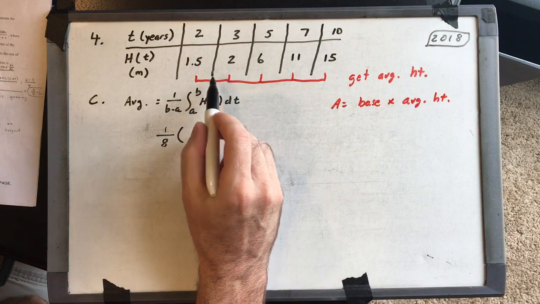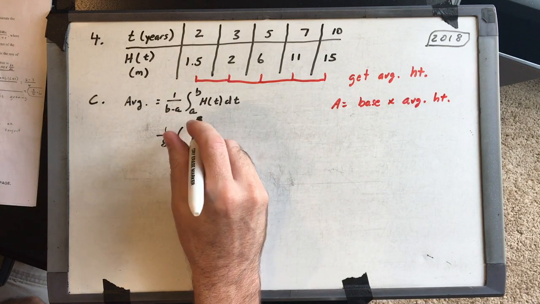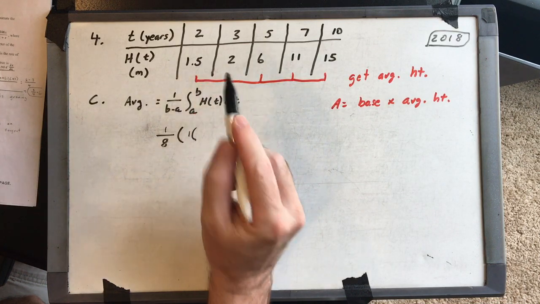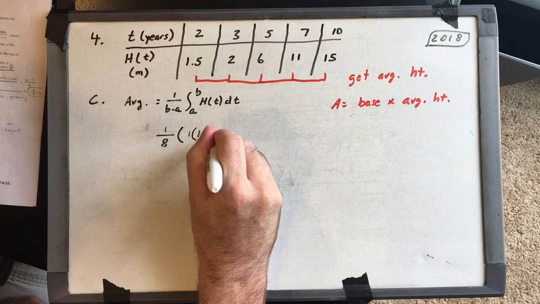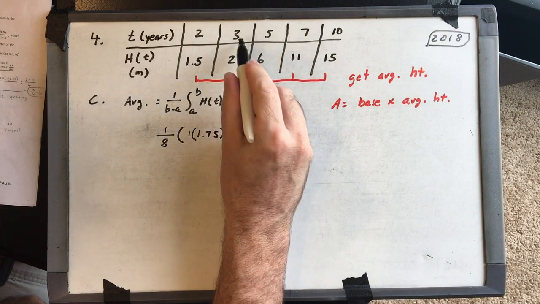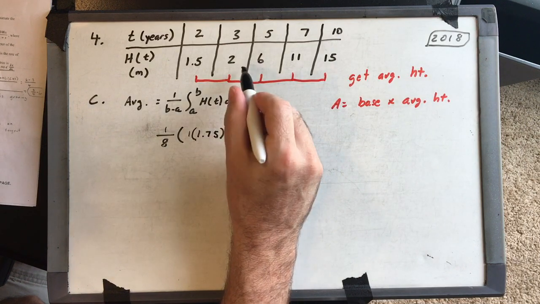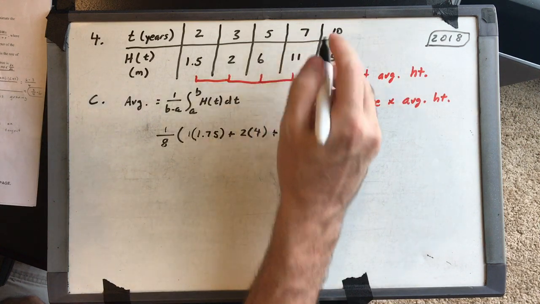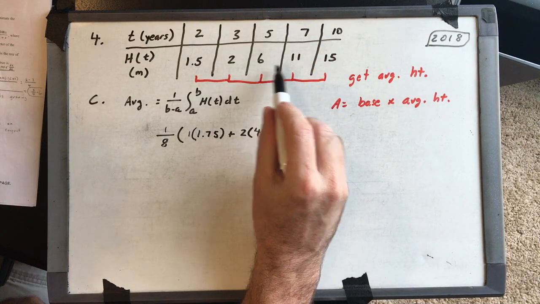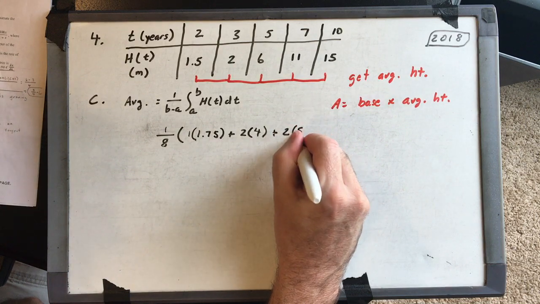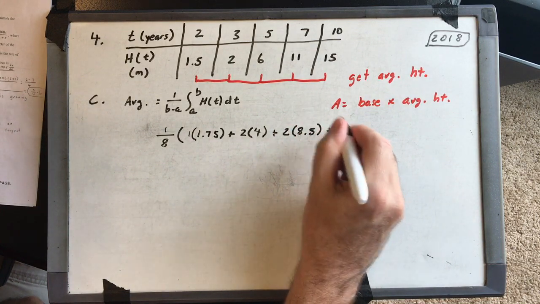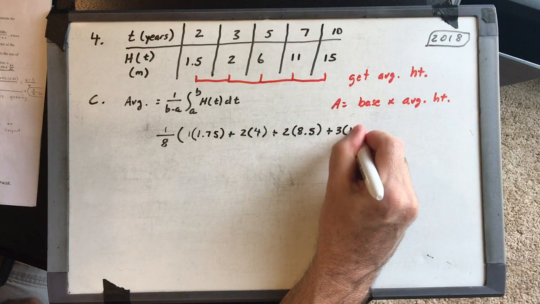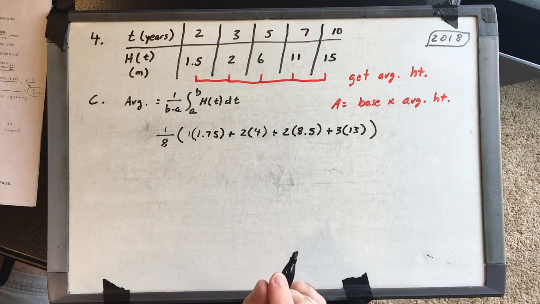Okay, so for this first one, base is 1. The average height is halfway between 1.5 and 2, which would be 1.75. For the second one, 3 to 5, the base is 2. Halfway between 2 and 6 is going to be 4. The third one, the base is 2. Halfway between 6 and 11 would be 8.5. The fourth one, the base is 3. And halfway between 11 and 15 is going to be 13. Great, so we get to do some nice mental math here.